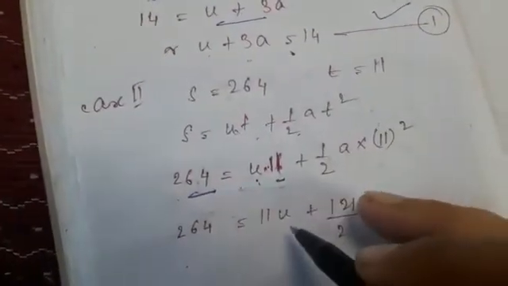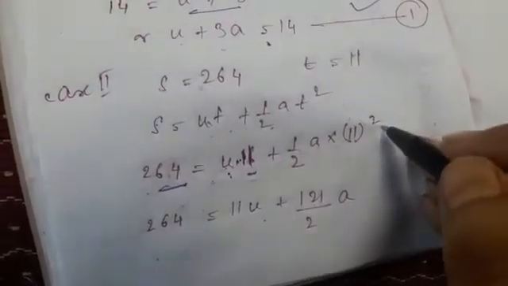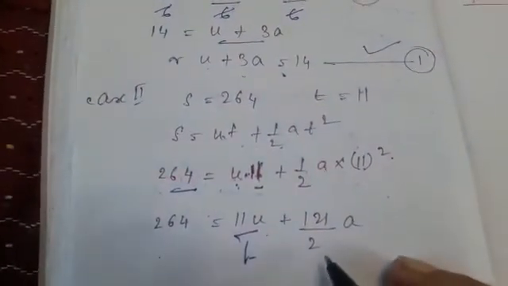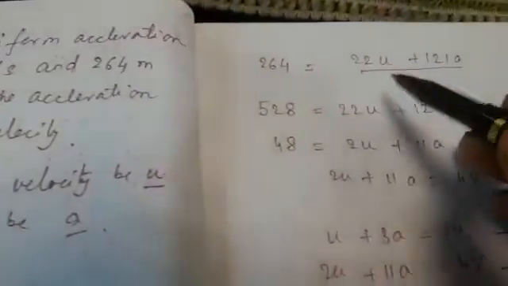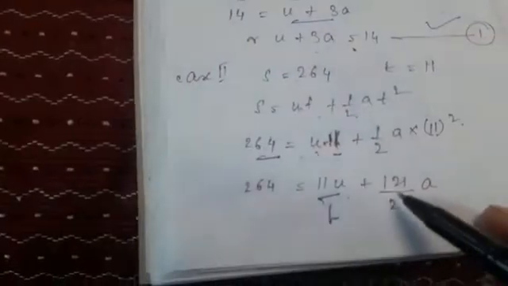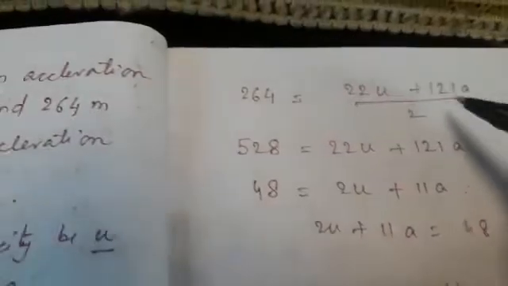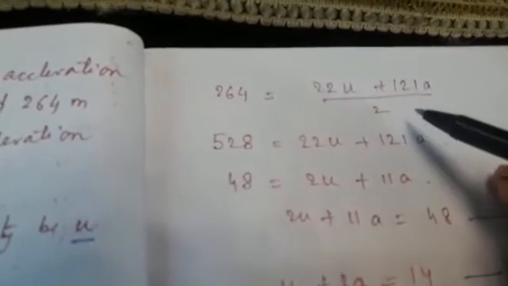So you will have 264 equal to 11u, 11 into u will give you 11u, plus 11 square is 121, so 121 by 2a. Now if you do a simple LCM, see here it is 1, so 2 into 1 will give you 2 as the LCM. Now with 1 you will see this 2, so 2 will be multiplied with 11, right? So 22u plus, and with this 2, 2 2s are 1, so 1 will be multiplied with 121, simple LCM, so plus 121a whole by 2 will be your required thing.